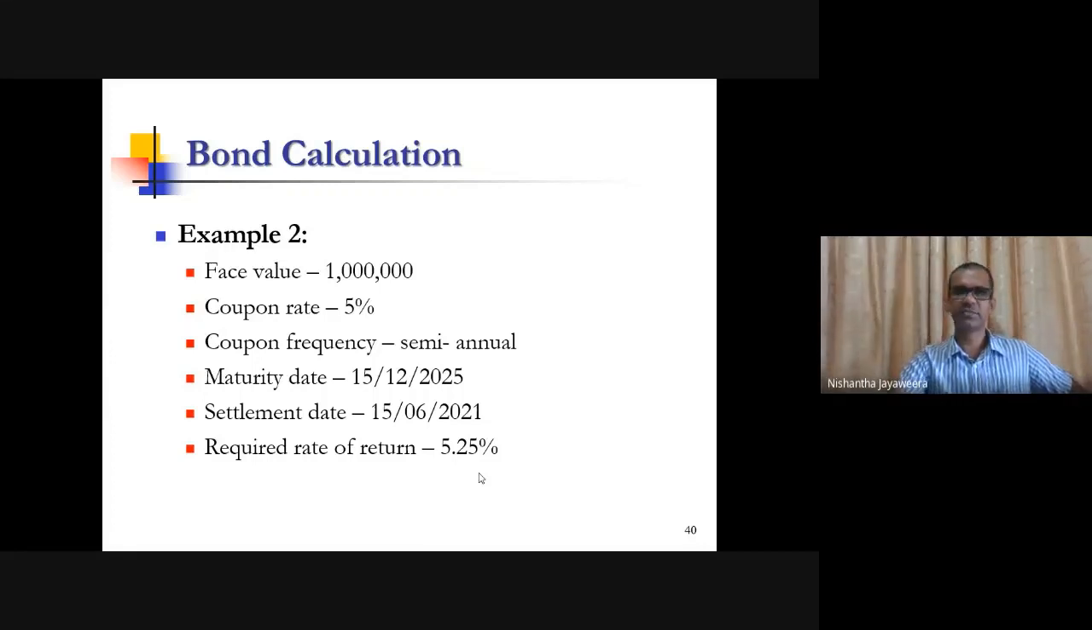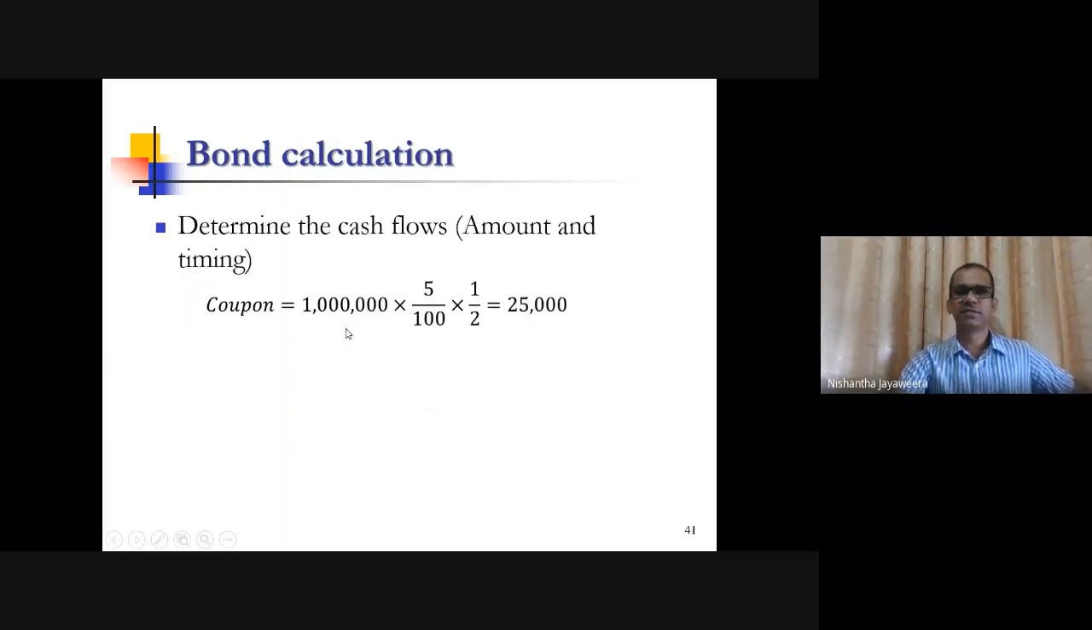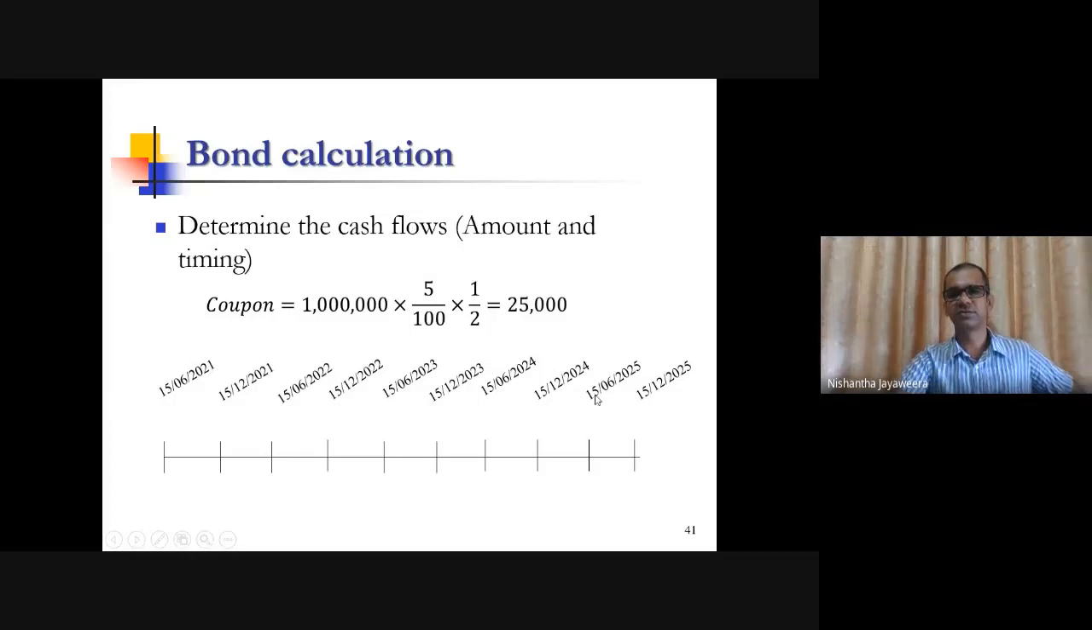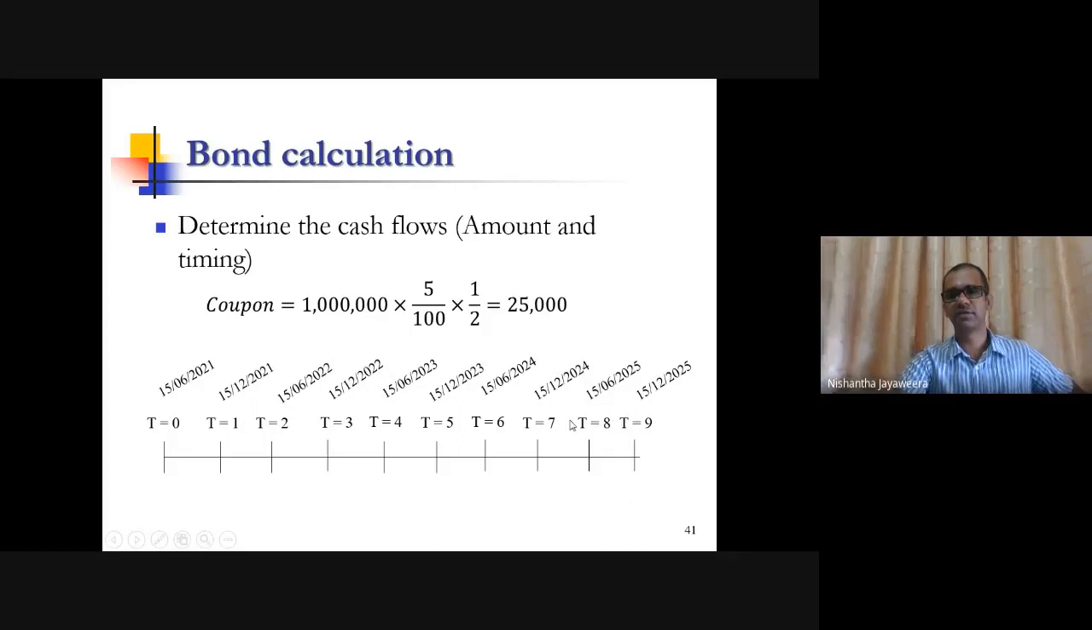Then we did another example with semi-annual coupons. The only difference is the coupon amount would be half of the previous one, and there will be more cash flows because there are cash flows every 6 months. And remember, we don't worry about specific dates, but what we need is the number of coupon periods. So this is what we need to calculate the present value.